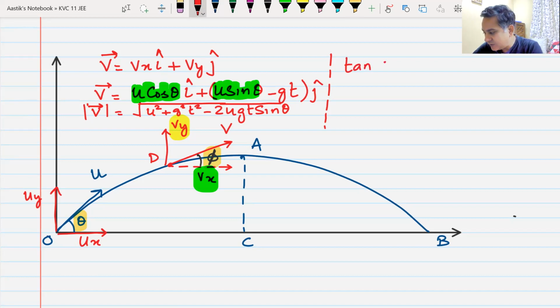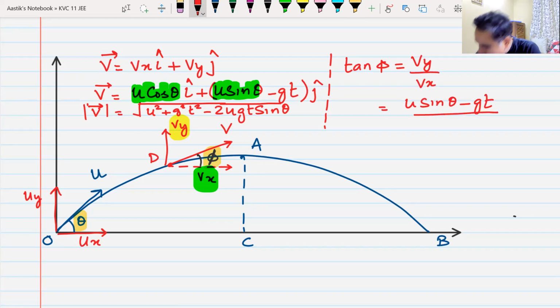Tan of this phi will be equal to Vy divided by Vx. So that will be equal to u sine theta minus gt divided by u cos theta. Do we understand this, how this is done? Yes or no?